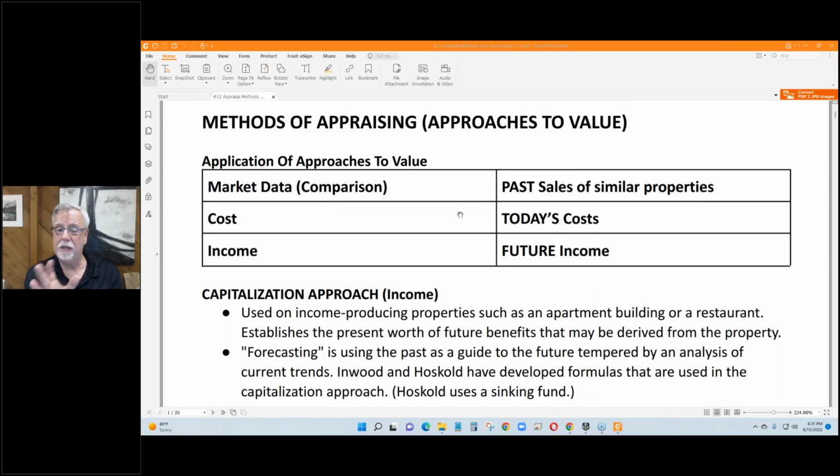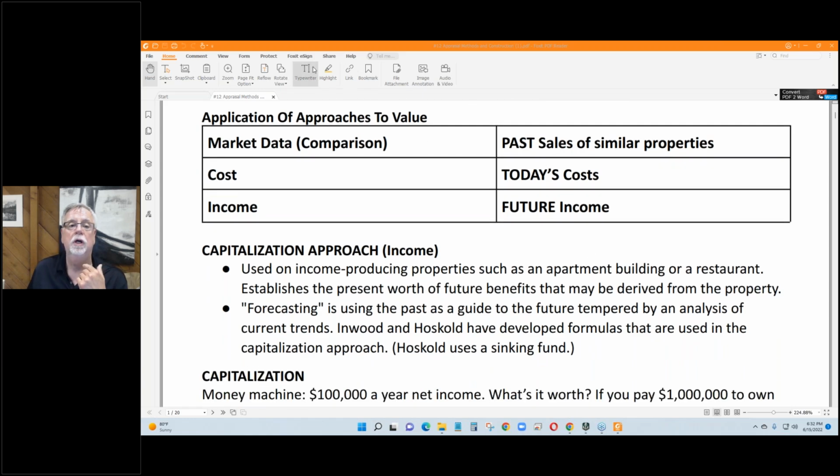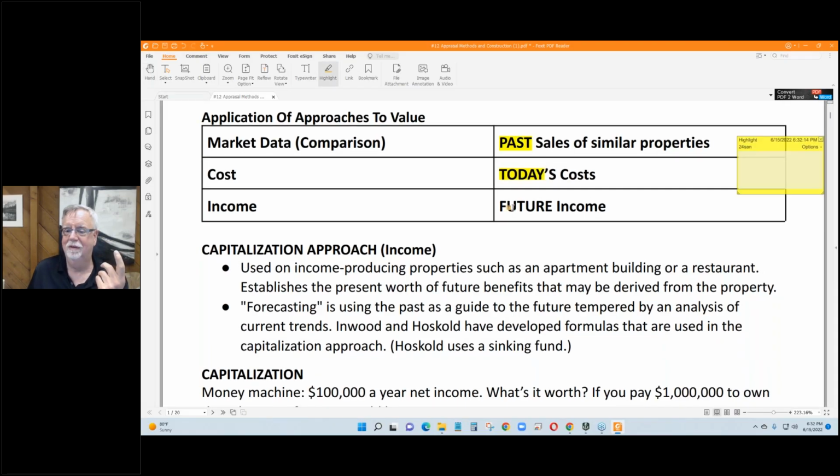As a short recap, last week we talked about appraisal theory, and we also talked about the market data, also known as the comparison approach, which looks at past sales of similar properties. The cost approach uses today's costs to build buildings and to buy land. And the income approach looks at the future income of the building, which is, by the way, I think the most fun, the income approach. So just to conceptualize this, what we have is past, present, and future in terms of how we're analyzing the value of a property.